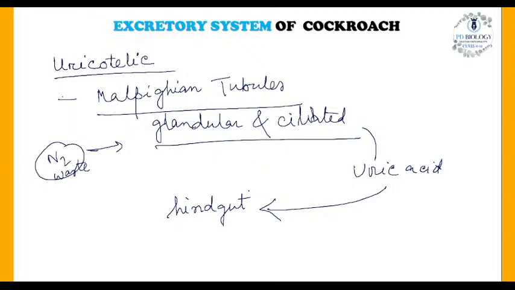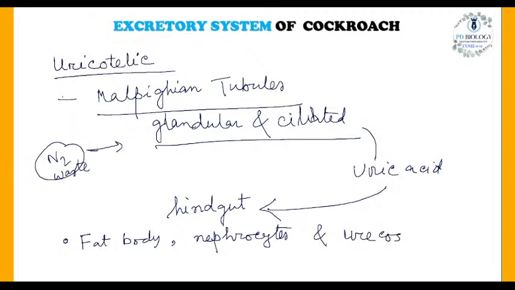Besides the Malpighian tubules, the other parts that help in excretion are the fat body, the nephrocytes, and the uricose gland. Uricose glands also help in excretion.